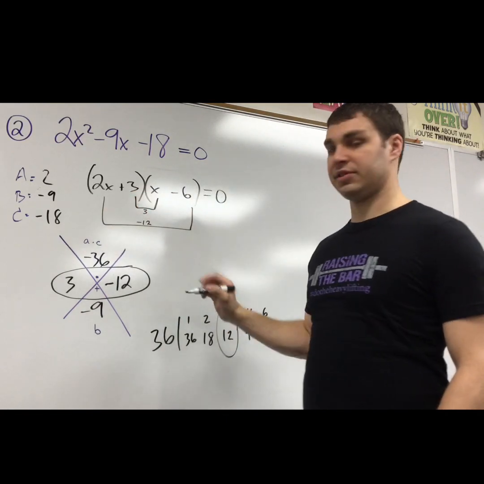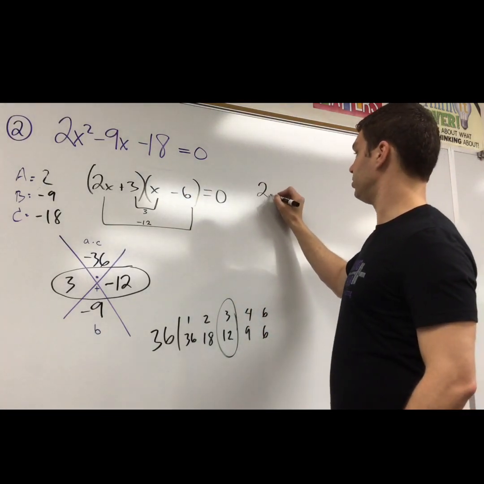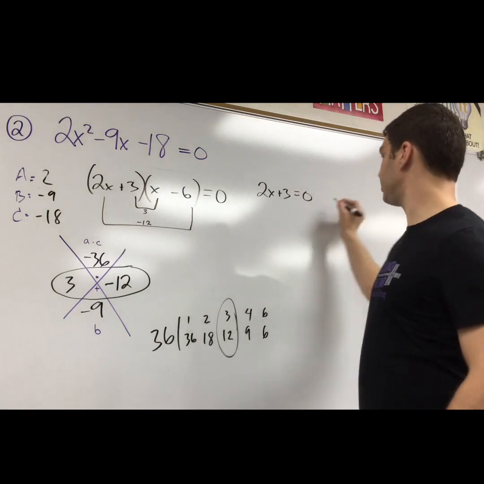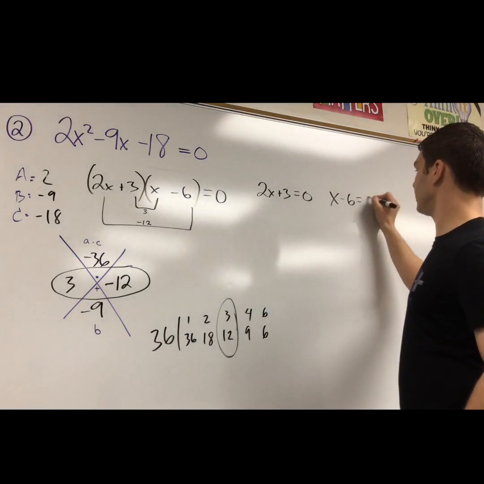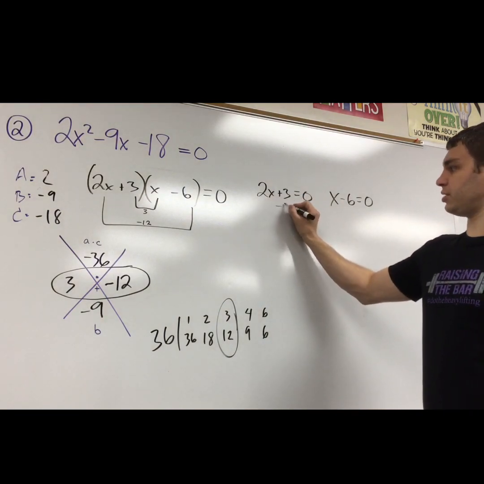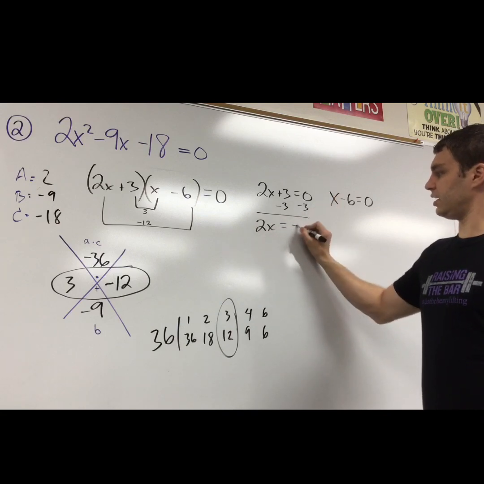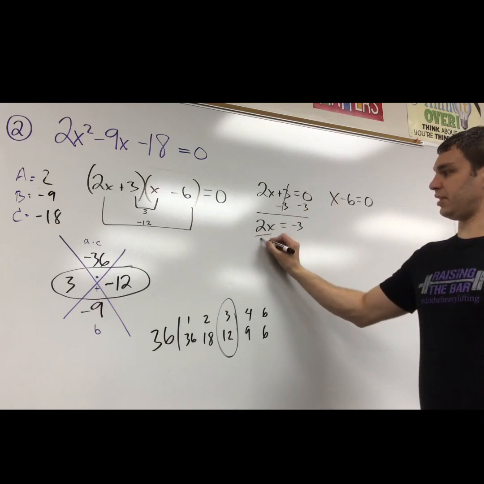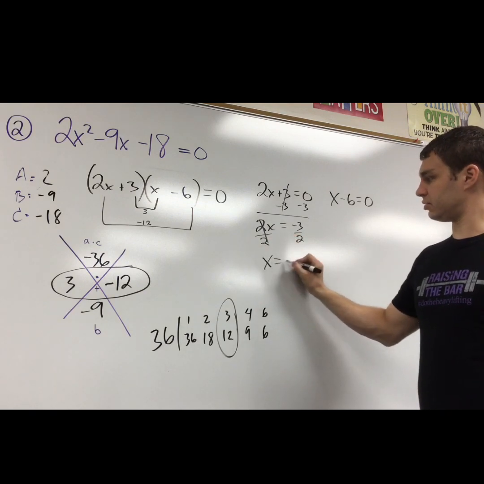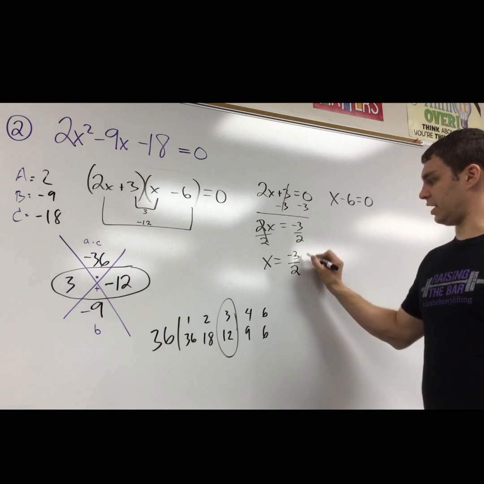All right. So you have to set each of these two parts equal to 0. We're going to have 2x plus 3 equals 0. And x minus 6 equals 0. So this first one, I have to do a couple steps. I'm going to subtract 3 on both sides. I have 2x equals negative 3. And then divide by 2. 2's cancel, x equals negative 3 halves. Oops, negative 3 halves.